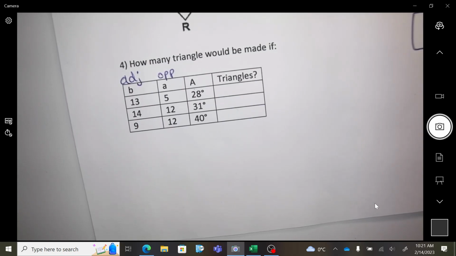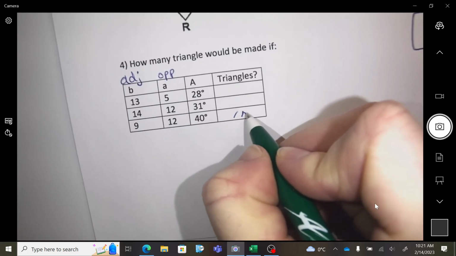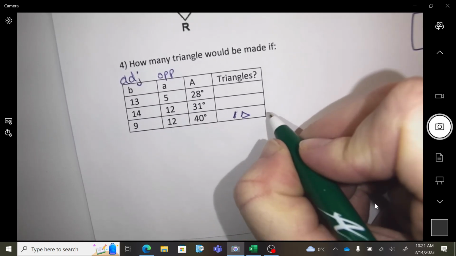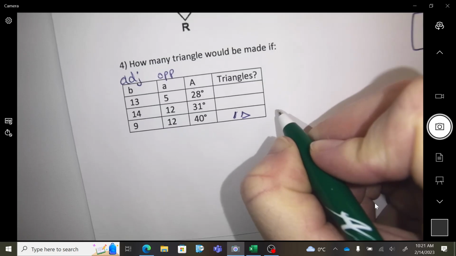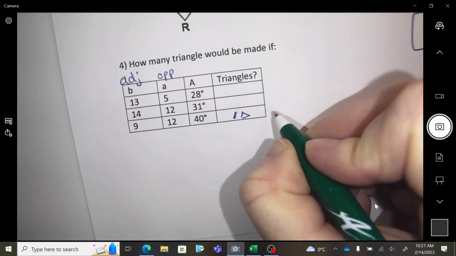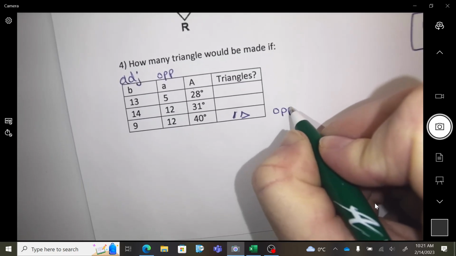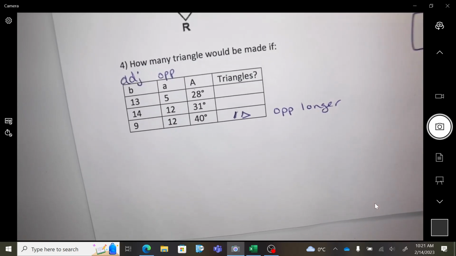Okay, here's the rules. If the opposite side is longer, there's 1 triangle. That's it. Is there any situation that does that? The last one. Boom. 1 triangle. On your test, you have to say why: because the opposite's longer than the adjacent. Opposite is longer. Boom. Done. That's 1 point.